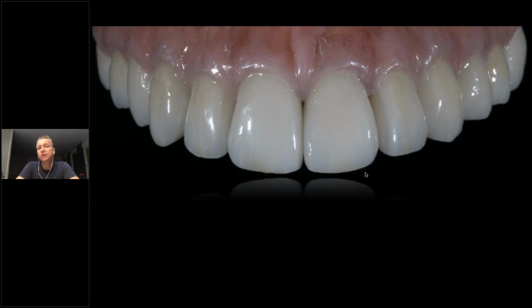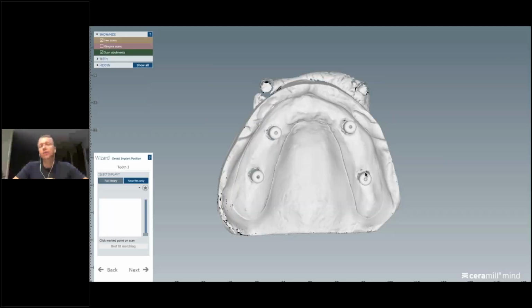That's finished. Yeah, so let's look into this REAX module a little bit more, into that process. So here, a different case just to explain. I have a scan of a model or intraoral scan with scan bodies in place. Here the scan bodies from a different view.